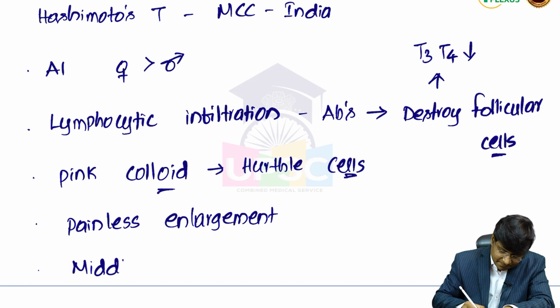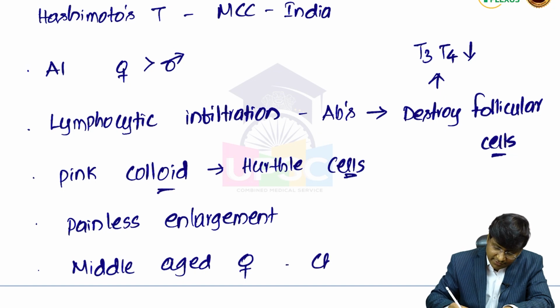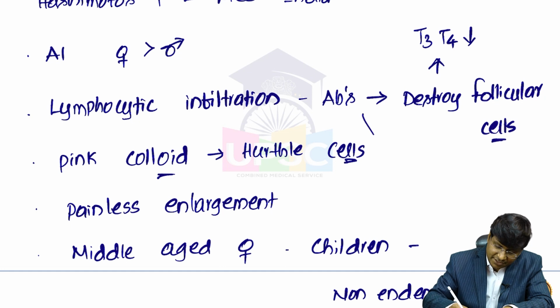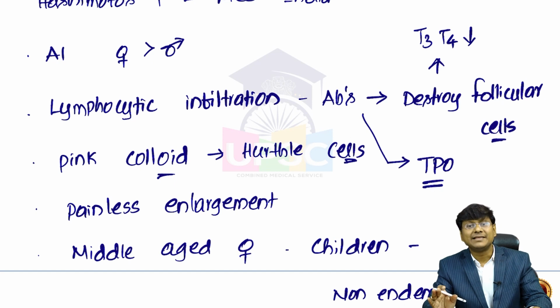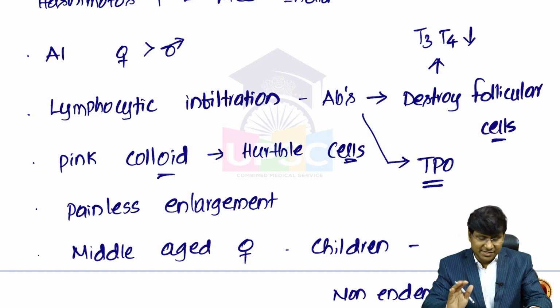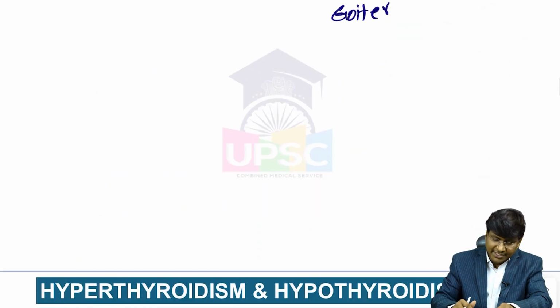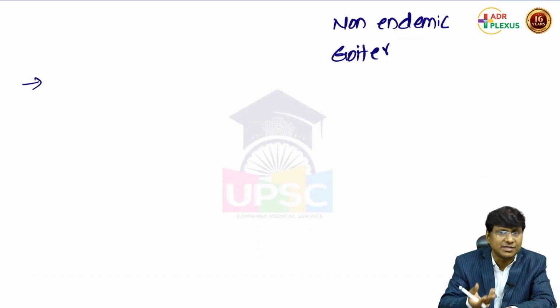Hashimoto's is very commonly seen in middle-aged females, and not only middle-aged females, it is also observed in children from non-endemic goiter areas. And what are the antibodies? The antibodies that you will observe here are thyroid peroxidase antibodies. So this is about Hashimoto's thyroiditis, which is the most common cause of hypothyroidism in India and is an autoimmune disorder. Then if you take hypothyroidism, there are multiple other etiologies causing it.